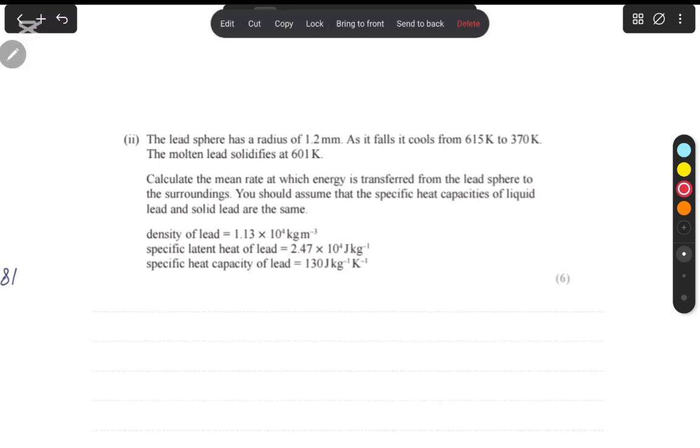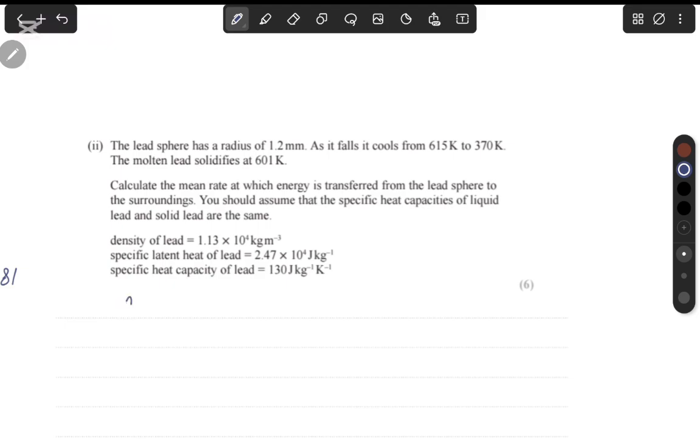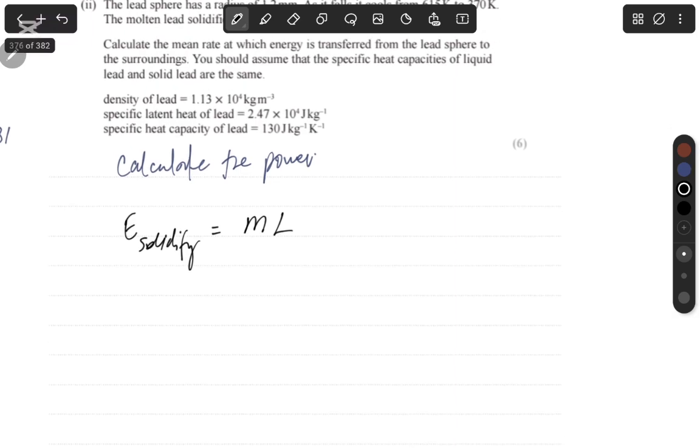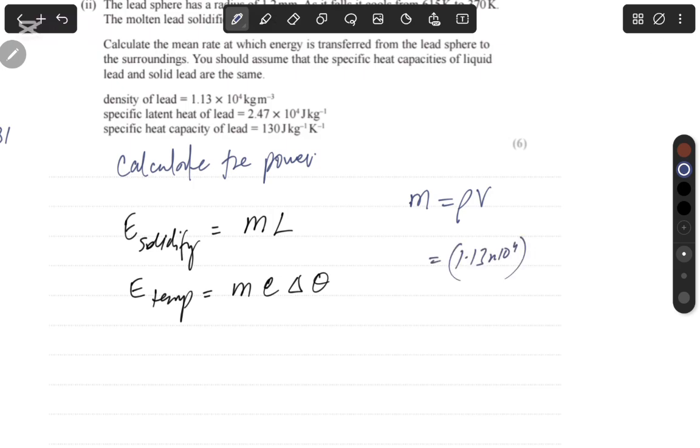The mean rate here simply means we have to calculate the power. That's basically what they're asking. Now the energy that is released when the lead changes state from molten to solid is going to be m, the mass, times L. And then the energy required to change the temperature is going to be mcΔθ, the change in temperature. So first I'm going to find the mass, which I know is density times volume. And density is 1.13 times 10 to the power of 4.